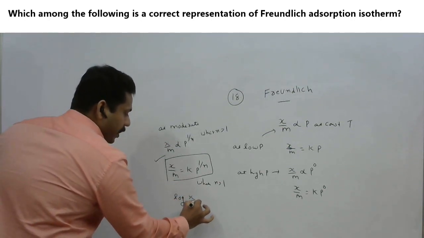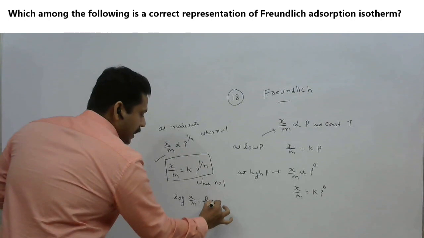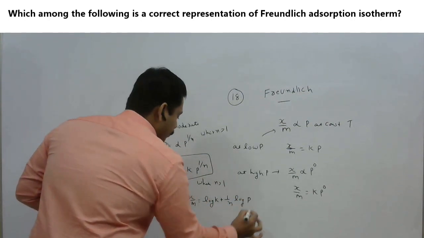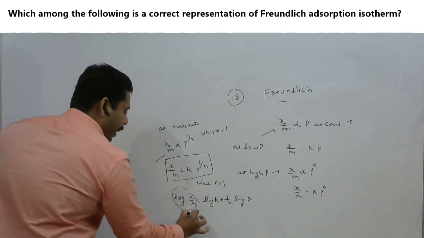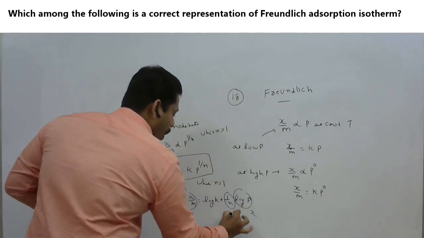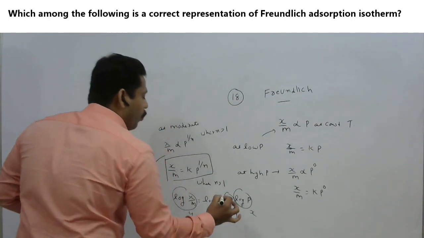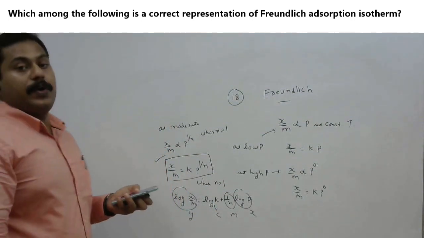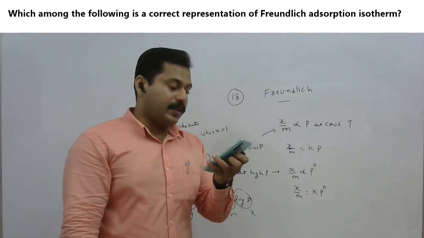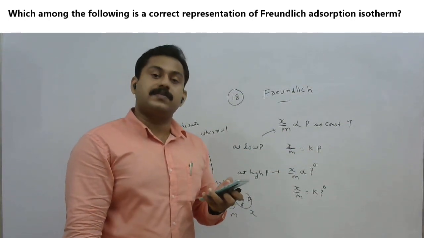Now you can also plot a graph by taking the log. So log X by M is equal to log K plus 1 by N log P. So this you can take as Y, this you can take as X, this will be the slope, and this will be the y-intercept. So you can verify, you can cross-check the remaining options or all the options. So the correct answer will be option C only.